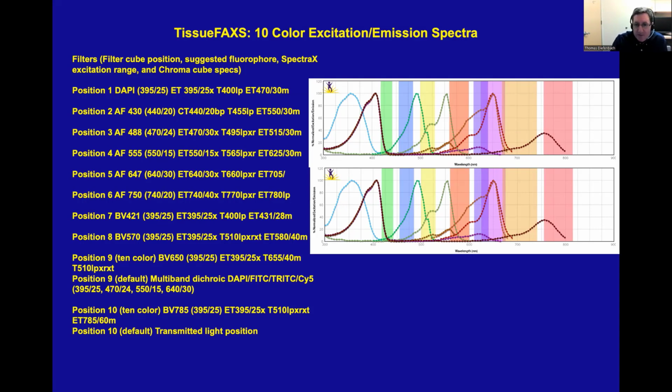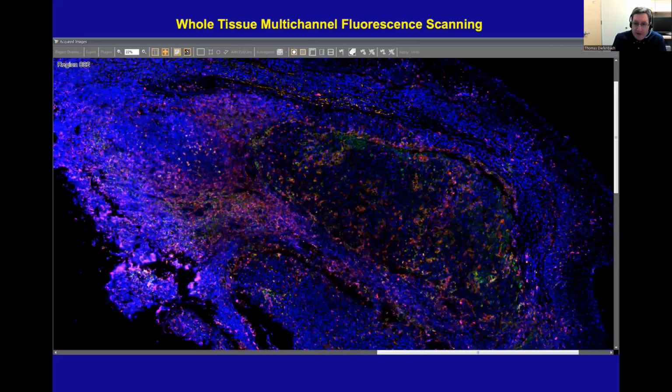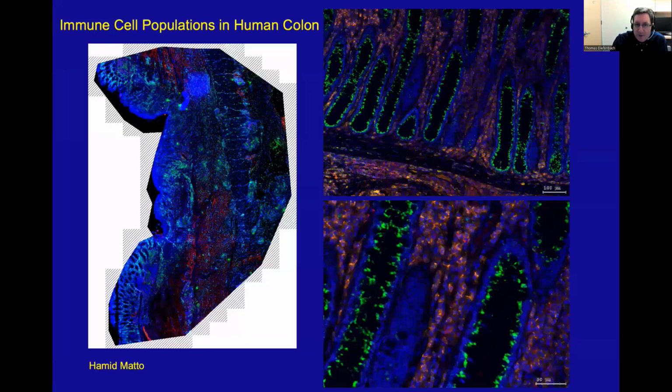This actually worked out fairly well, and we still use these cubes in this system for just the basic, straightforward imaging. This is an example of a scan that we did of tissue, and you can see how it's like a montage of many fields of view that are stitched together.